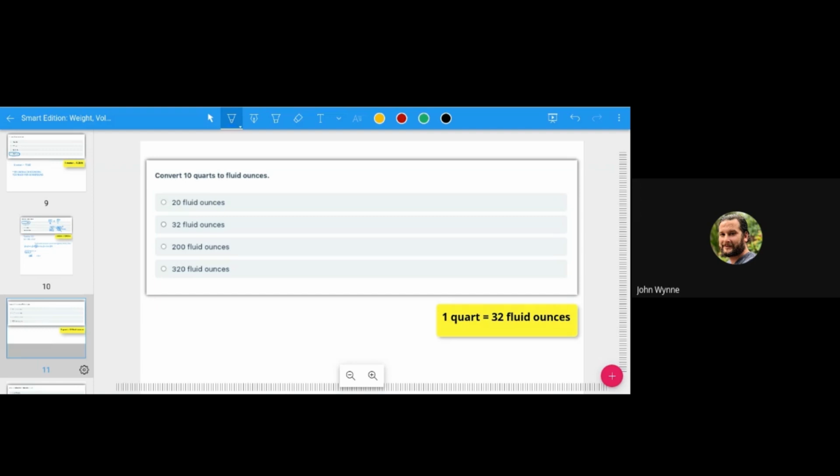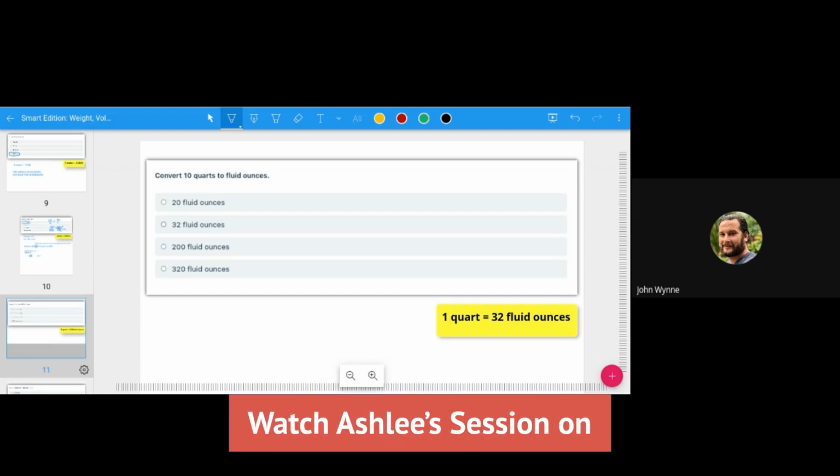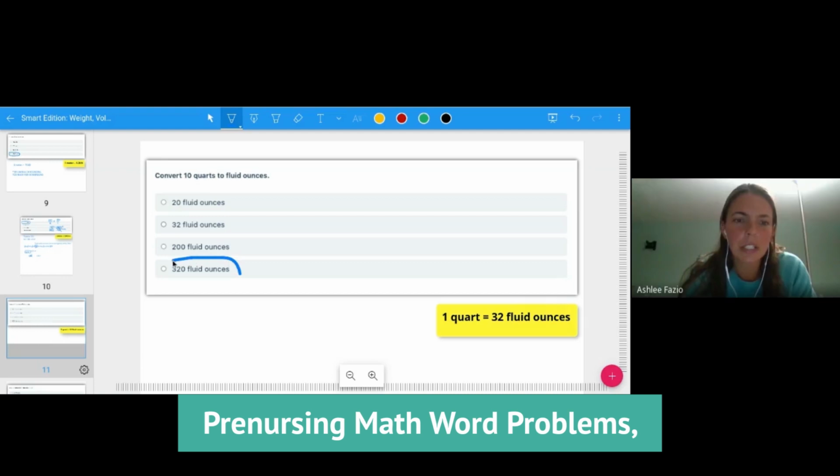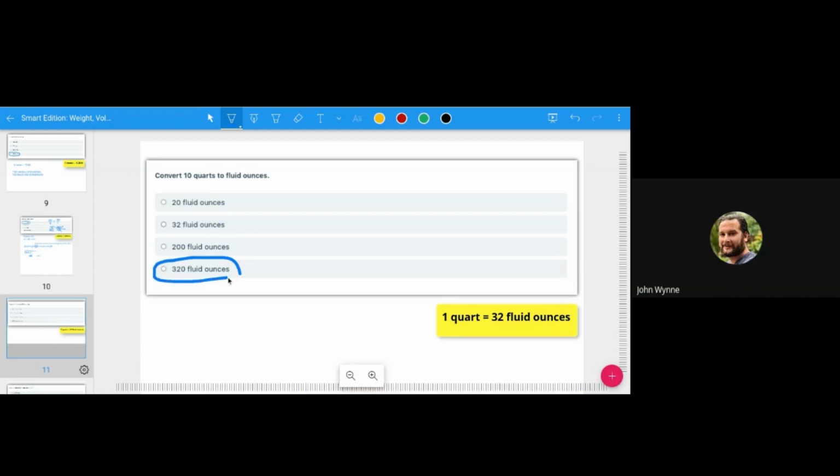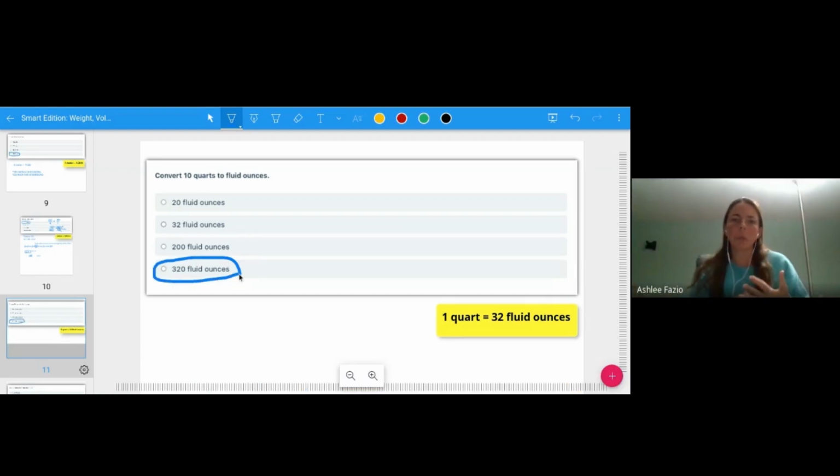It looks like everybody is throwing out D for the answer. Perfect. Pretty good. This is one where we just have to go from quarts to ounces. We know 1 quart is 32 fluid ounces. We multiply it by 10, and that is our solution.